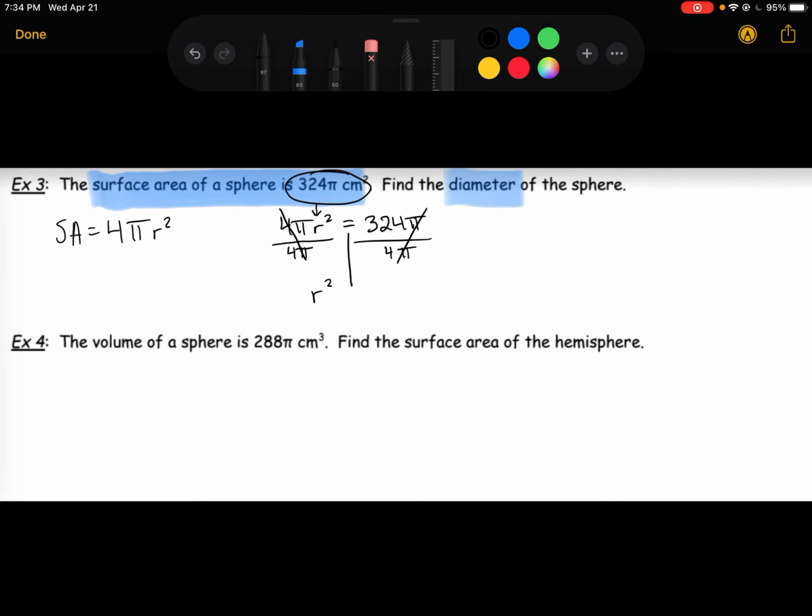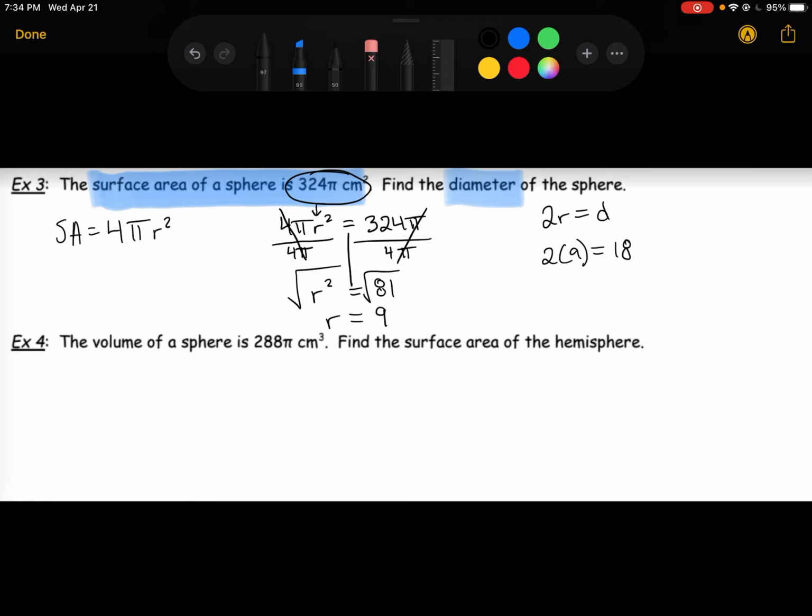So we just do some algebra. 4 times pi times r squared; to get r squared alone, we're going to divide by 4 times pi. So this simplifies to 1. In this case, pi divided by pi also simplifies to 1. So we can just do 324 divided by 4. Take the square root of both sides here, and we'll get a radius of 9.